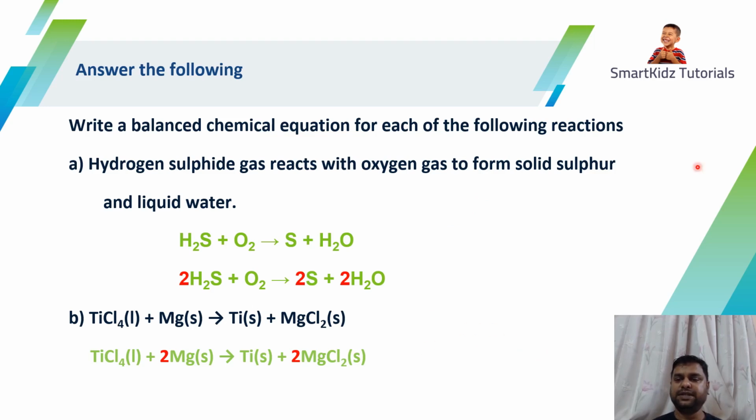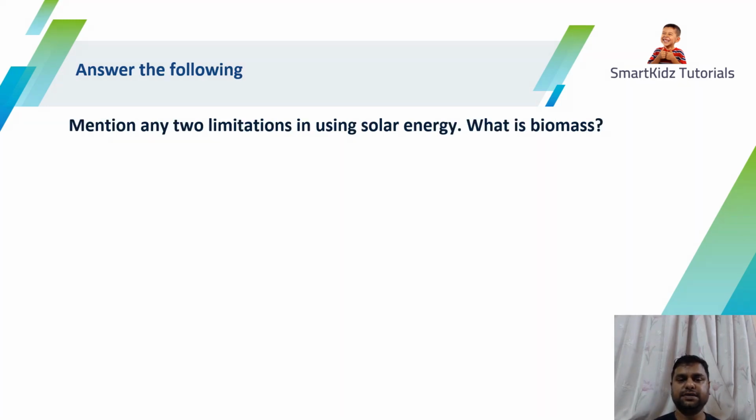That is with balancing. So this will come for like 1 mark each. Next, mention any 2 limitations in using solar energy. And there's another part to the question, what is biomass? So first we'll address the first part of the question. Mention any 2 limitations in using solar energy.